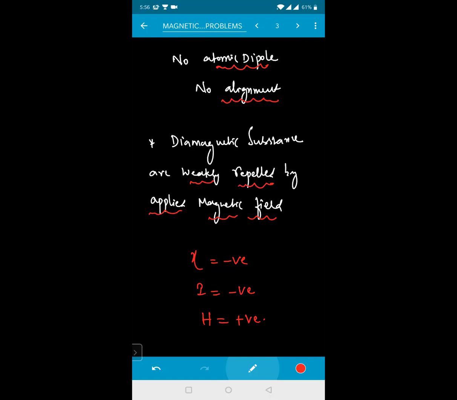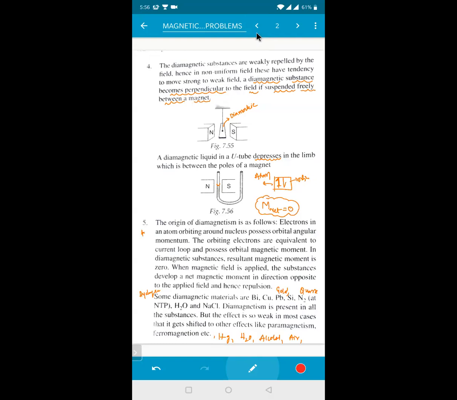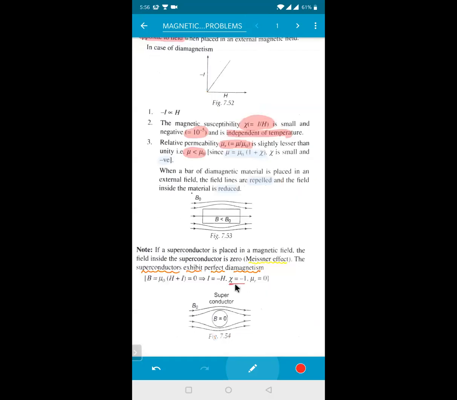Here I have already written susceptibility. Susceptibility is how much for the diamagnetic substance? Susceptibility is equal to I by H, isn't it? The I value we got right now is -H. So susceptibility will be equal to -H divided by H. This H will get cancelled. So the susceptibility value is -1.